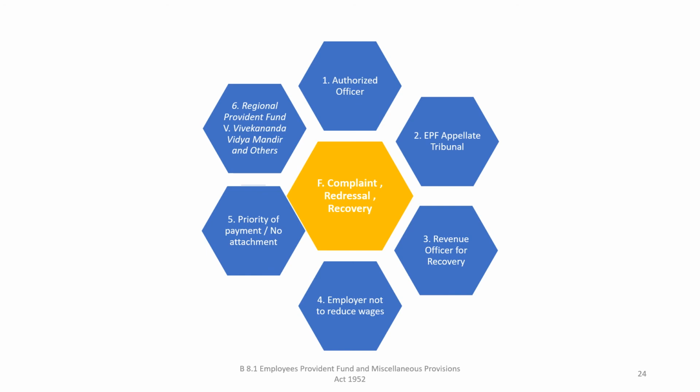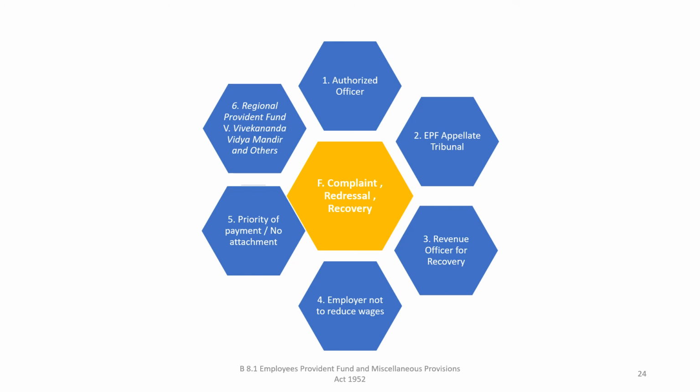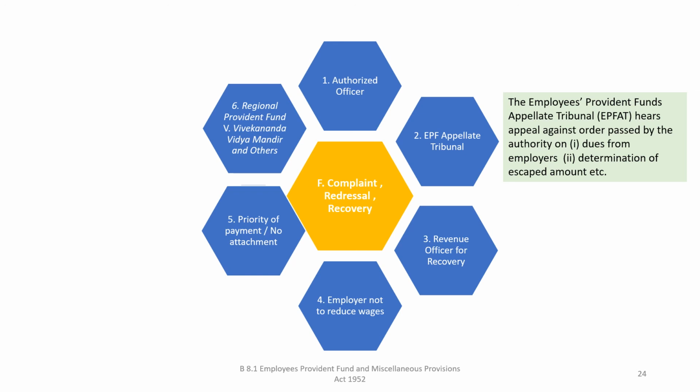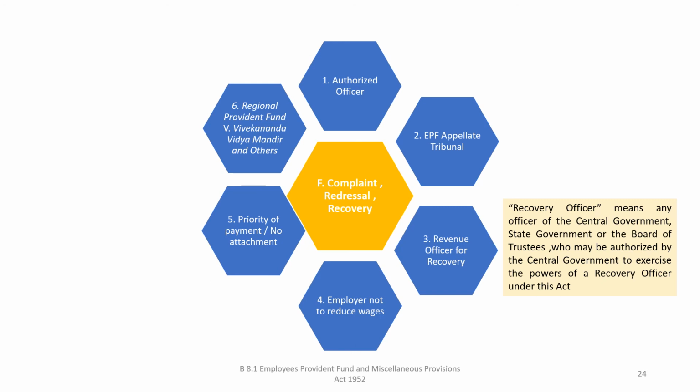Besides this, we have got certain aspects to be just understood in terms of authorized officers named under the Act: Provident Fund Commissioner, Additional Provident Fund Commissioner, Deputy Provident Fund Commissioner, and others, who will be looking into the amount due from employer, and they have got the right to conduct inquiry, visit, inspect, and pass decisions. Any decision of the authorized officer can be appealed against with the tribunal as regards dues from employers and determination of escaped amount. The Act also provides for appointment of recovery officers for recovery of dues under the EPF Act.